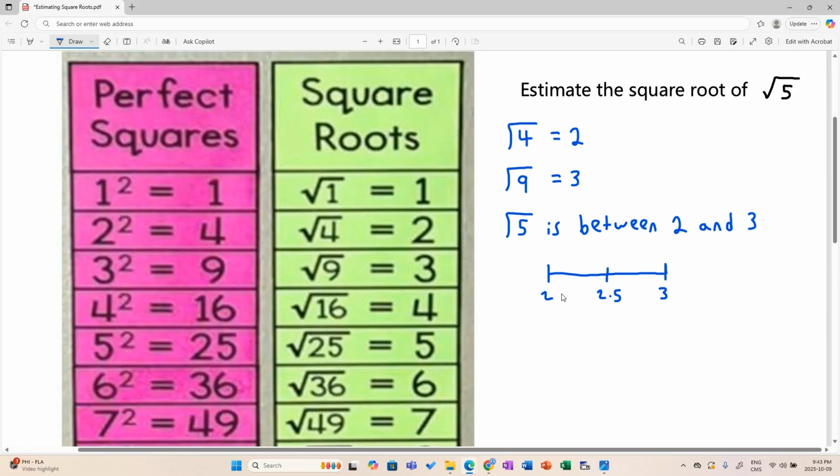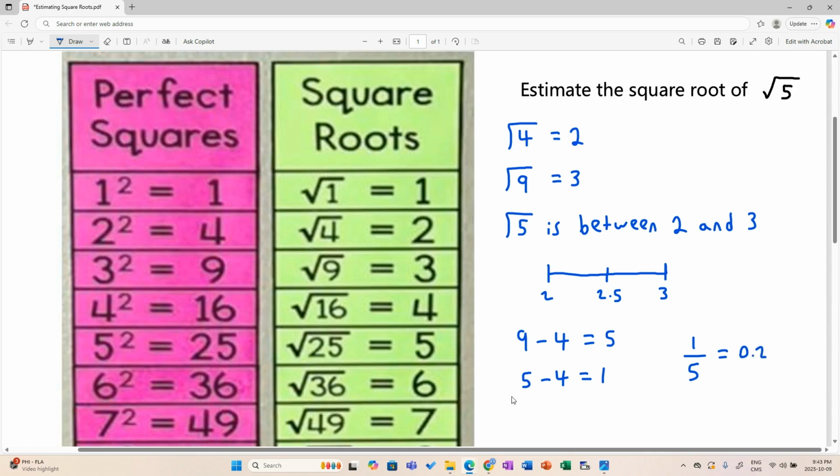Now, what I'm going to show you next is the most accurate way that I can think of to estimate the square root of 5. In this case, I'm going to find the difference between 9 and 4. So for the square root of 9 and the square root of 4, 9 minus 4 is going to be 5. Okay, great. Now, the difference between 5 and 4. So 5 minus 4 is going to be equal to 1. Now I have to figure out what's 1 divided by 5, or 1 over 5. In this case, the answer should be 0.2.